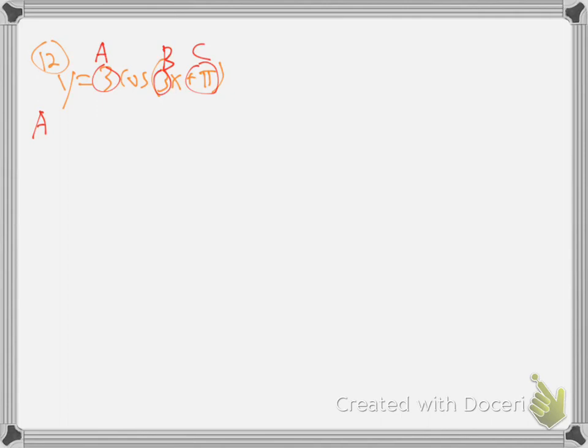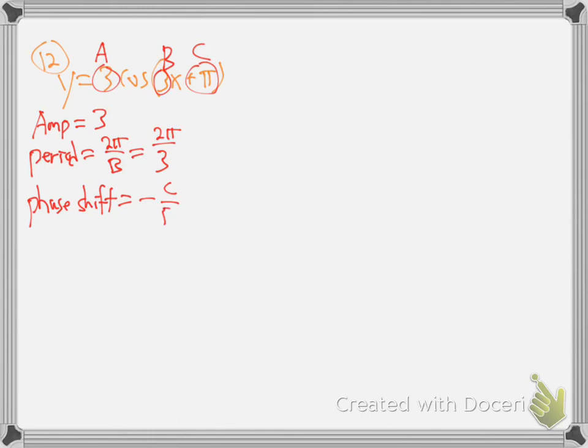Good there? So amplitude is 3. Period: 2 pi over B. 2 pi over 3, that's going to be a little ugly. Okay, and then the phase shift, negative C over B. So negative, what is C? Pi over B, 3. Okay, good so far. So that's where we're going to start.